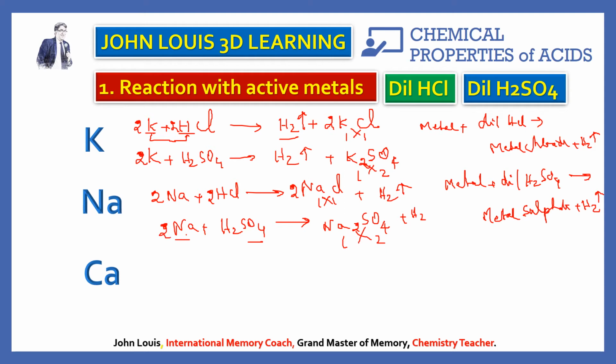That's it. Similarly for calcium also. These two reactions take place very vigorously, explosively. Calcium is not as explosive as sodium and potassium, but here also the reaction takes place very vigorously. So calcium plus hydrochloric acid, what will you get? What is the rule we have learnt? Metal plus dilute hydrochloric acid gives metal chloride plus hydrogen. Therefore here calcium chloride and hydrogen.